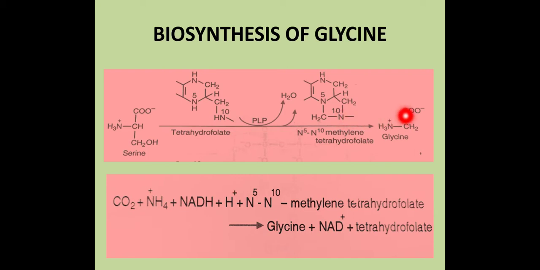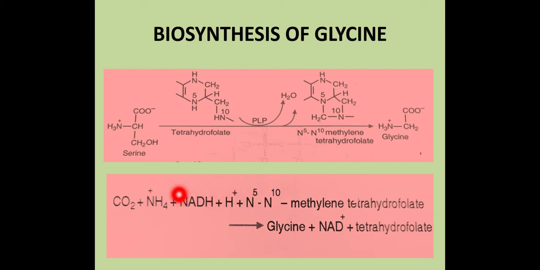As a result, the 2-carbon glycine is formed from the 3-carbon serine. The reaction is PLP dependent. As a result, glycine is formed from serine. There is another pathway of biosynthesis of glycine, and it occurs in the vertebrate liver.